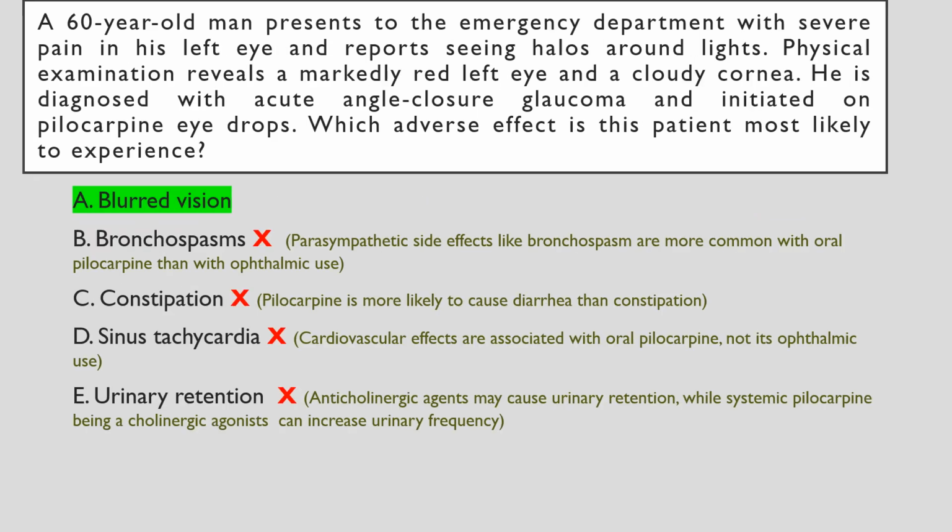Let's have a look at why the other options are incorrect. B is incorrect because exaggeration of the parasympathetic effects such as asthenia, chills, dizziness, bronchospasm, lacrimation, rhinitis, tremor, increasing urinary frequency occur mostly with oral rather than with the ophthalmic administration of pilocarpine.